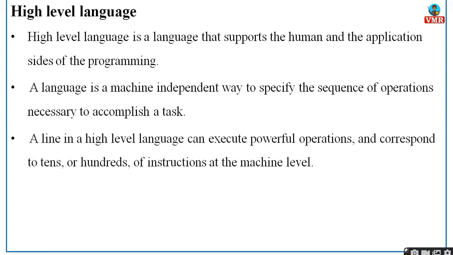So then a line in a high level language can execute powerful operations and corresponds to tens or hundreds of instructions at machine level language. So if you just give a simple statement that you wanted to print hello, right? So that simple statement is a very powerful operation, but according to your machine, it is going to take hundreds to thousands of lines of code.